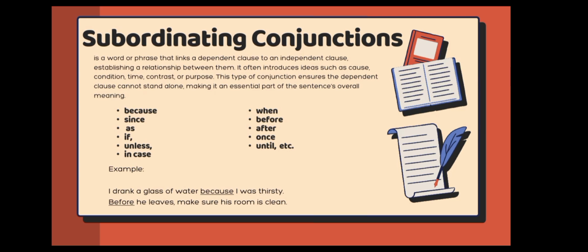So in case the dependent clause comes first, use a comma before the independent clause, just like the second sentence: Before he leaves, make sure his room is clean. So the first part is a dependent clause, so the comma is used. Understand? Then let us proceed to the next one.